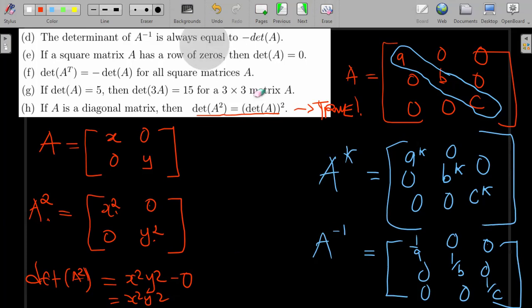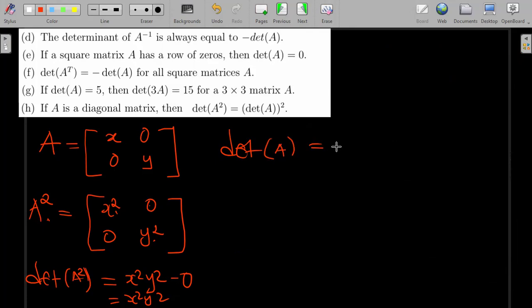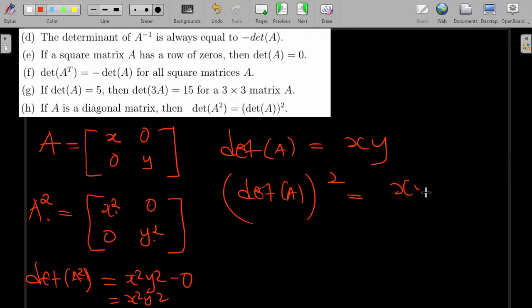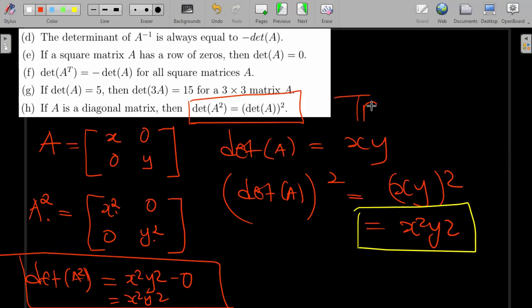Now let's find the determinant of A, and see if it will be equal to that one if you square it. The determinant of A will be equal to xy. Then the determinant of this same A that we have, we square it, and we have (xy) squared, which is x squared y squared. So the answer we get from here is the answer that we have there. What does that mean? It means this statement that they gave us is true.